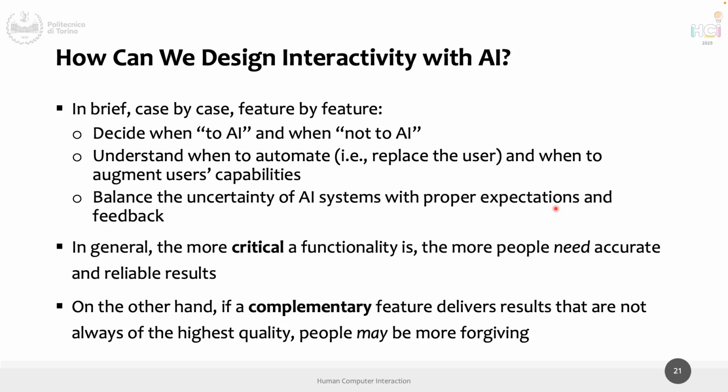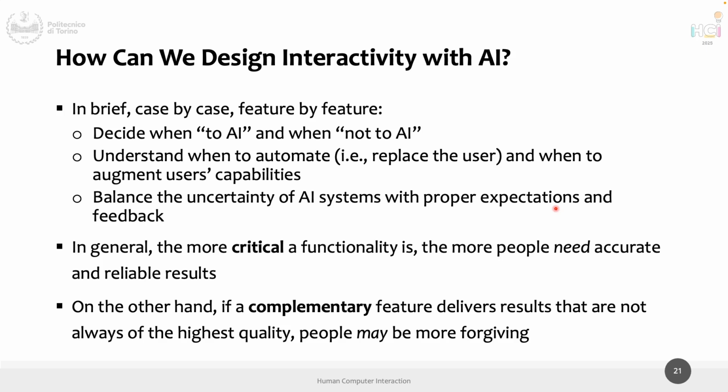Also understand when to automate, that is, replacing user operation. That's the default for some people in AI. And when instead to empower people to do better what they would do normally, to write better, to read faster through AI, and not just say, oh, I'm doing the work for you. That is automation.